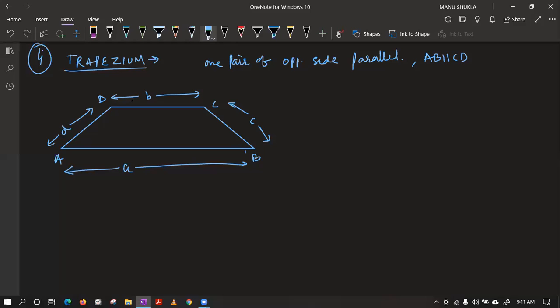So the perimeter is very simple, class. Perimeter of trapezium, don't think much, just add all the sides, you will get the perimeter.